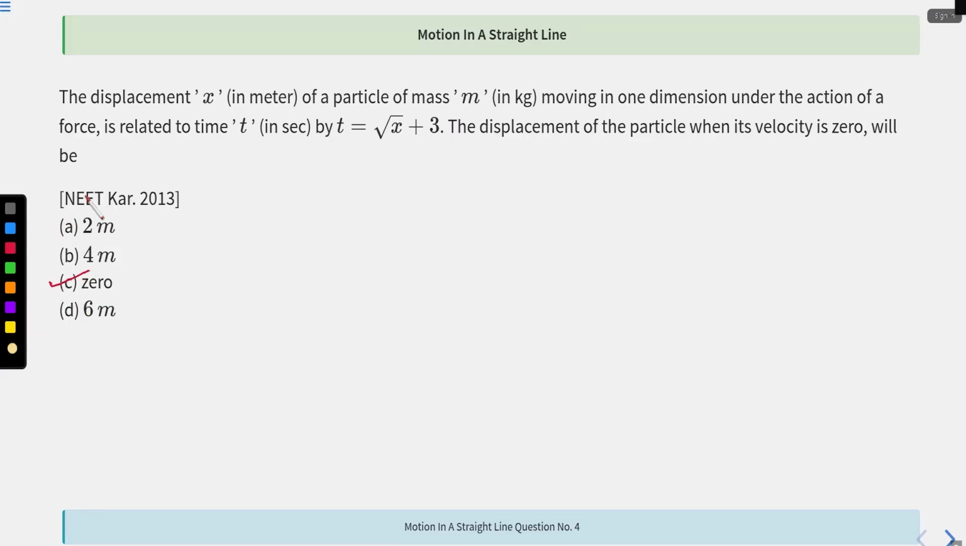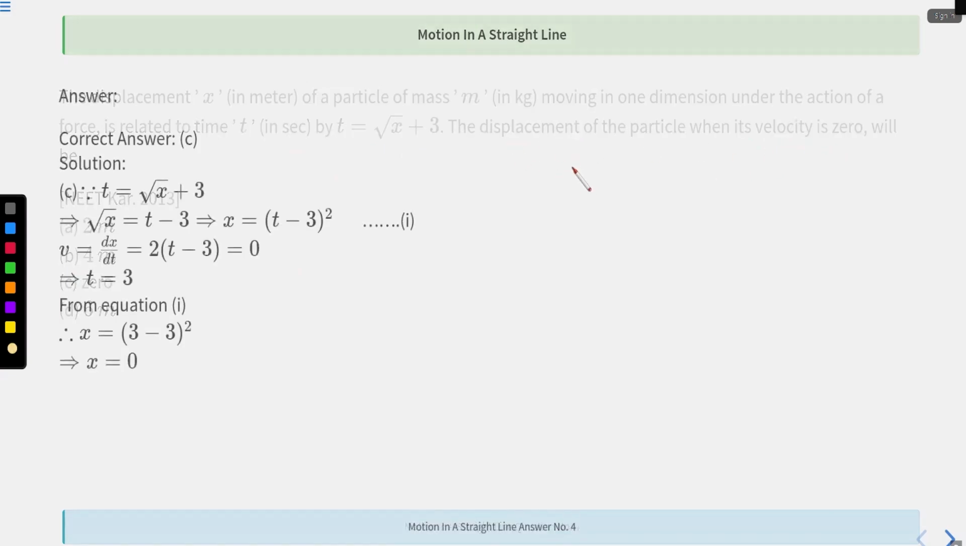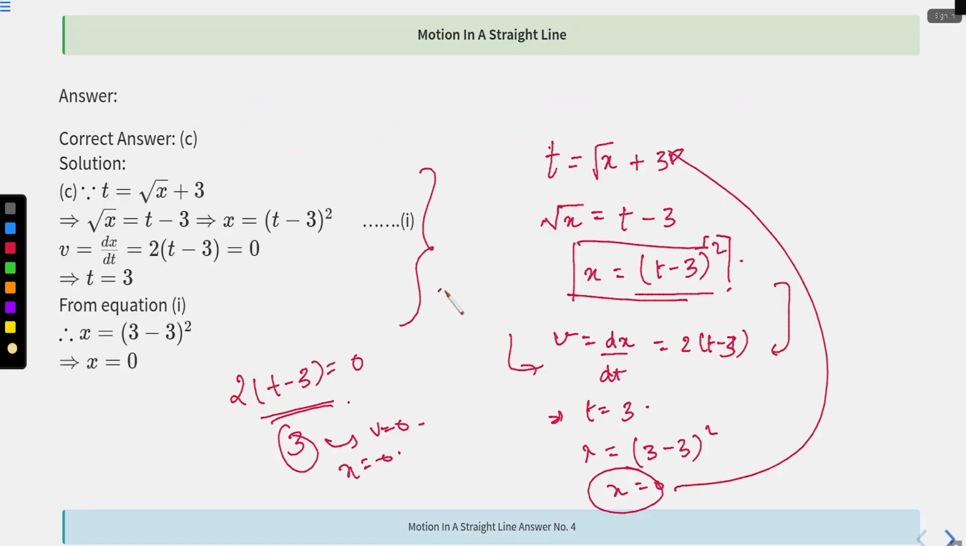So now a very common sense to be applied in this question is that we have a specific time, correct? We have a specific time and displacement of a particle given, right? The displacement of the particle when its velocity is 0. You just don't need to calculate all this stuff.